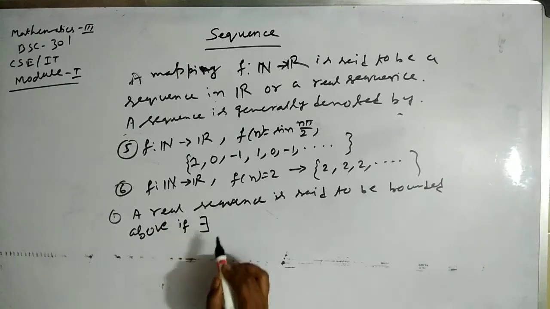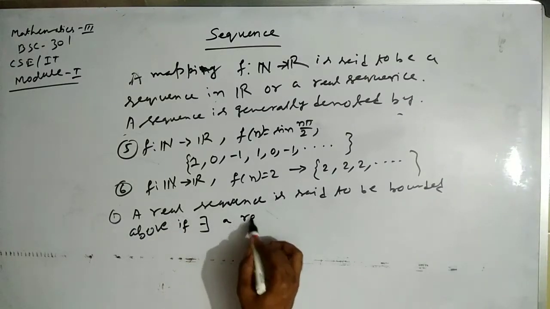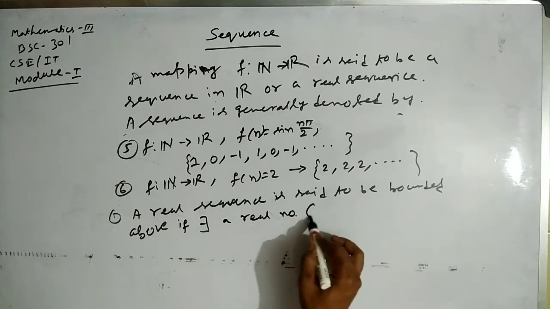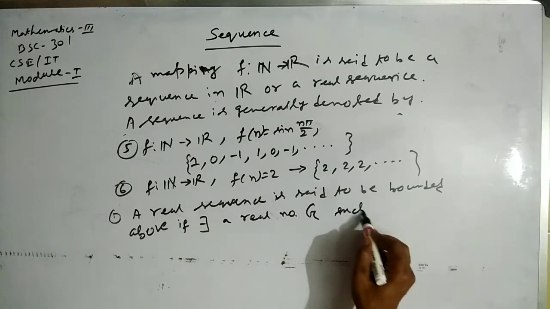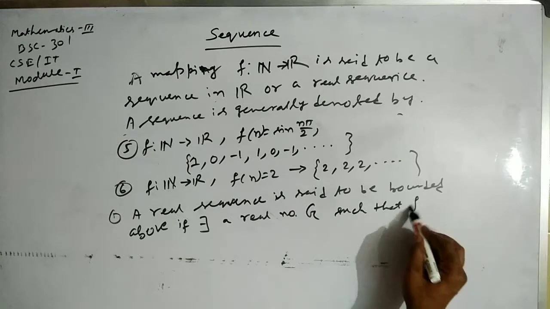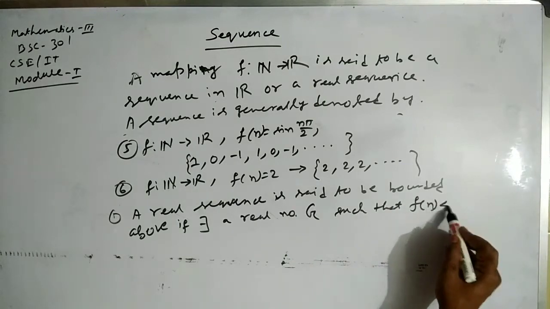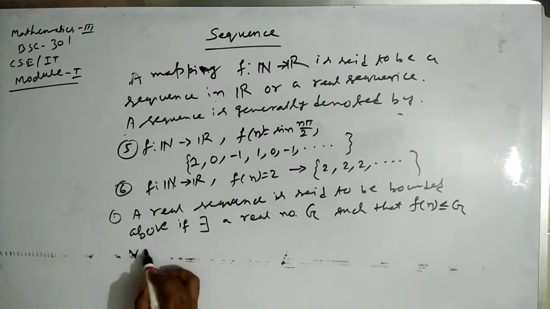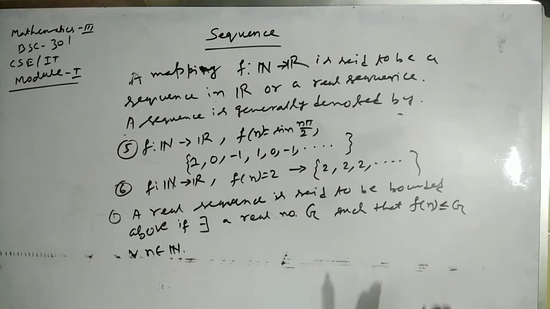if there exists a real number, capital G, such that Fn is less than or equal to capital G for all n belonging to the natural numbers. Then the sequence is said to be bounded above.